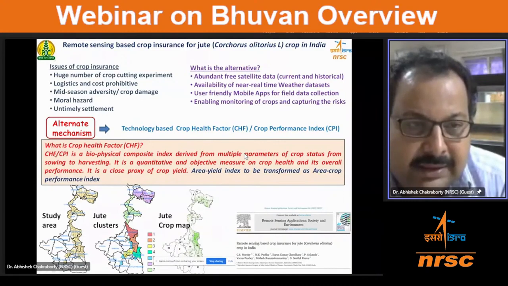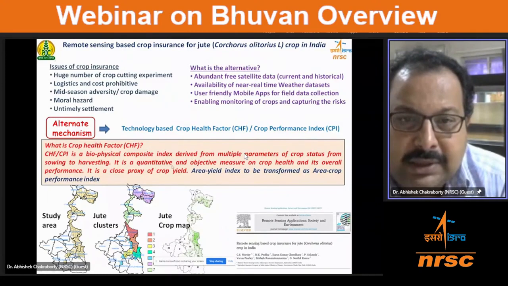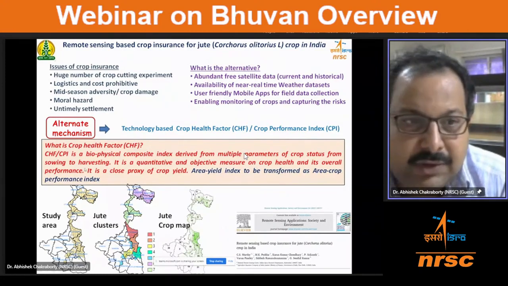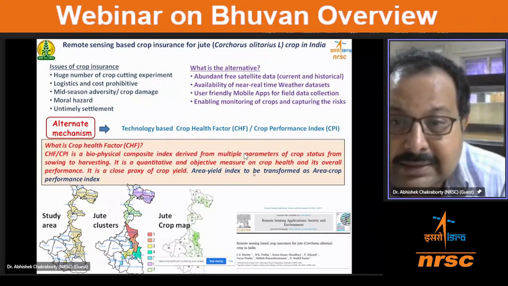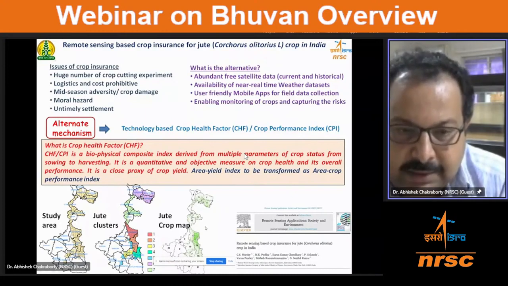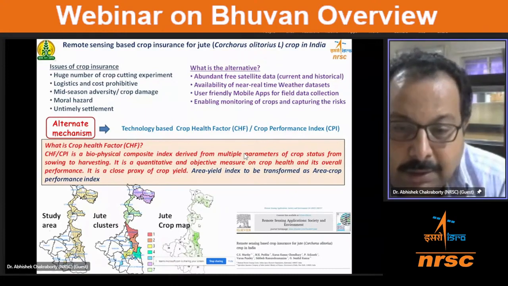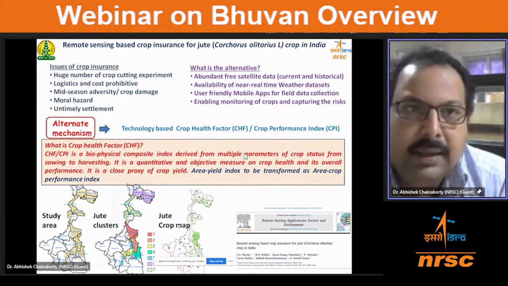So the important thing is that the CHF or crop performance index is a biophysical composite index derived from multiple parameters of crop status from sowing to harvesting. It is a quantitative and objective measurement of crop health and its overall performance, and it's a close proxy of the crop yield. So area yield index may be transformed into area crop performance index. This actually reduces the huge workload of our state for crop cutting experiments, as well as helping in objective assessment of crop performance and timely settlement of claims.